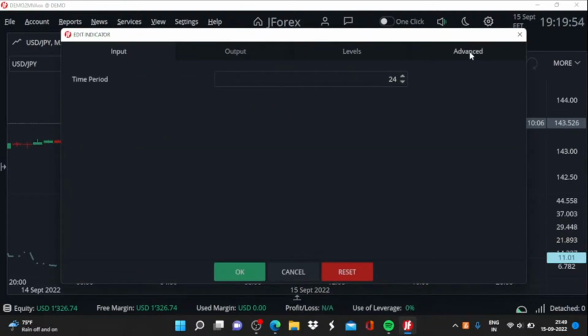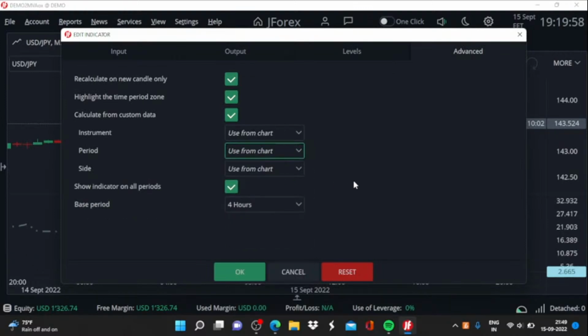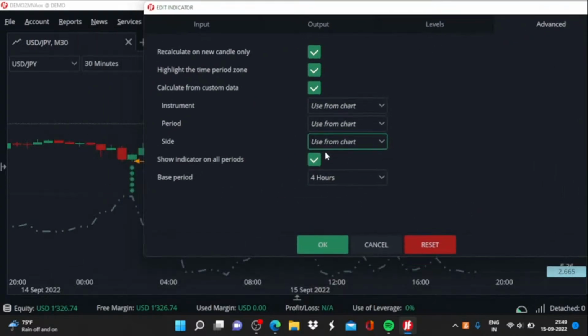Now, let us consider what more customization options there are. I will now restore it back to use from the chart. The spread side can be ask or bid. We simply have to use it from the chart. So both these options are there. If you want the indicator to be available on all candle periods whenever you change the chart, then you have to opt in for this.